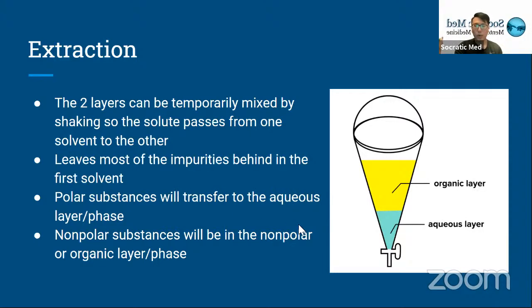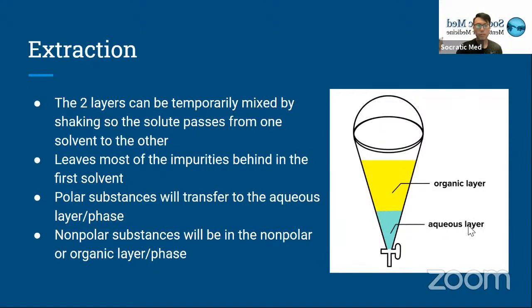Like I said before, in order to extract the desired product, we use the solvent that is more like the desired product. So if the product you're trying to extract is a non-polar substance, you will find the product in the organic layer, which is the non-polar solvent. But if you're trying to extract a polar substance, then the polar solvent in the aqueous layer will contain your desired product.